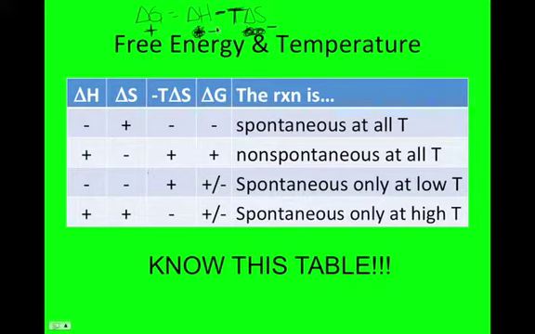And the flip side of that, if both of these are positive, then we need the subtracted T delta S value to overpower the delta H, and so we need the temperature to be high if we want this reaction to be spontaneous. Because remember, anytime delta G is negative, it's spontaneous. If the change in G is positive, then it's non-spontaneous. But seriously, know this table. It will help you so much whenever you get to these questions on the AP exam.